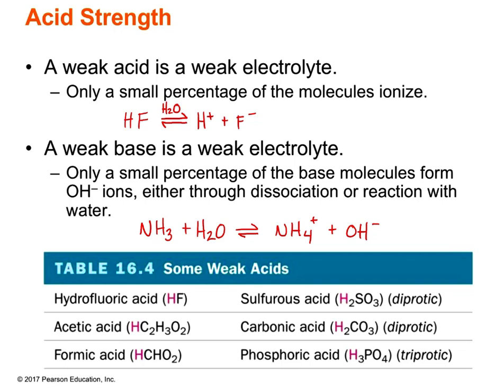Now down below, we have a table of some weak acids. So we already said hydrofluoric acid is weak. And we'll talk about why hydrofluoric acid is weak, but the other acids that contain halogens are strong. There's also acetic acid, formic acid, and then on the right-hand side, we have some more diprotic acids, and then a triprotic acid, phosphoric acid. And phosphoric acid has 3 protons or hydrogen ions that it could potentially donate to a base.